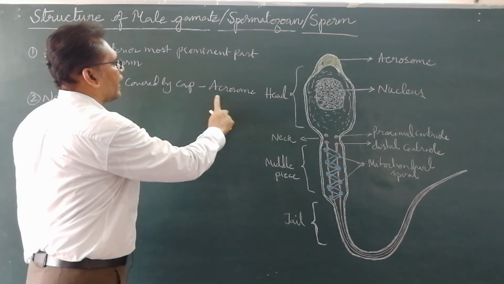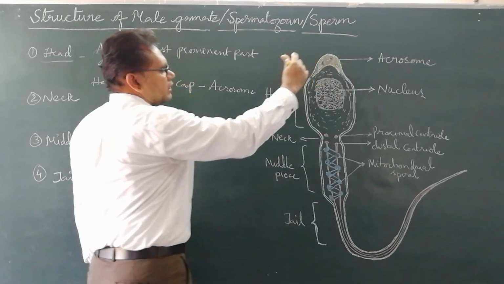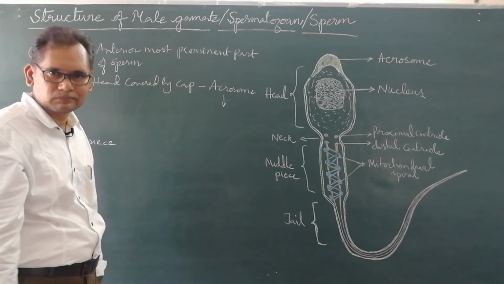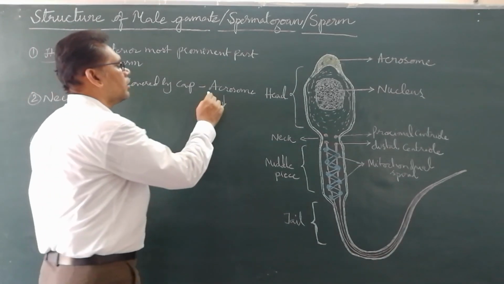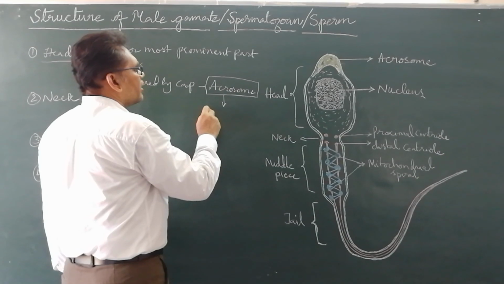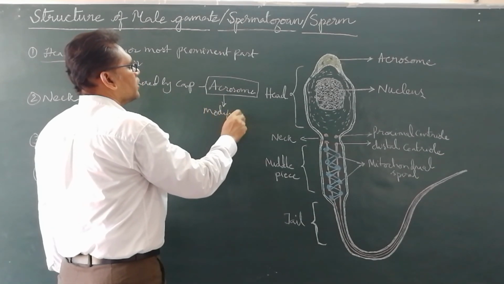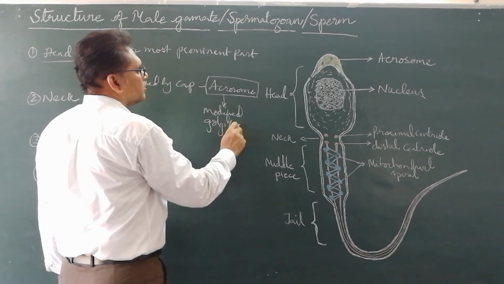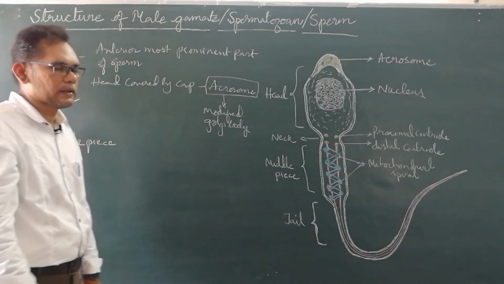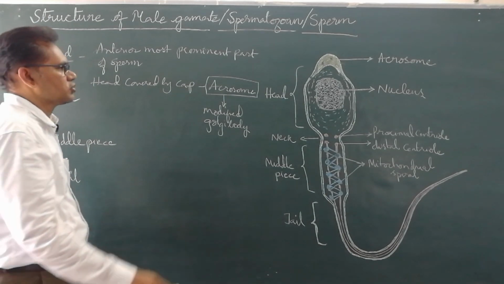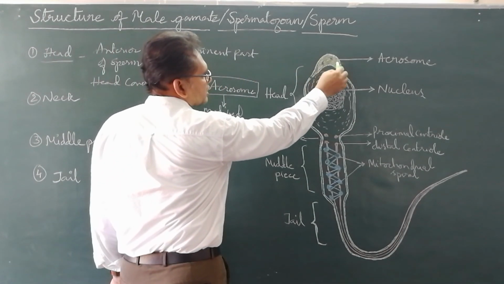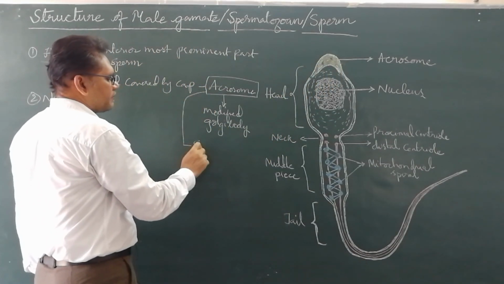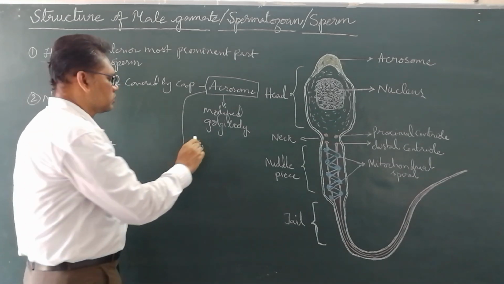This is the acrosome, a cap-like structure on the head. It is a derivative of the Golgi complex, a modification of the Golgi complex or Golgi body. This acrosome has spermlysins.